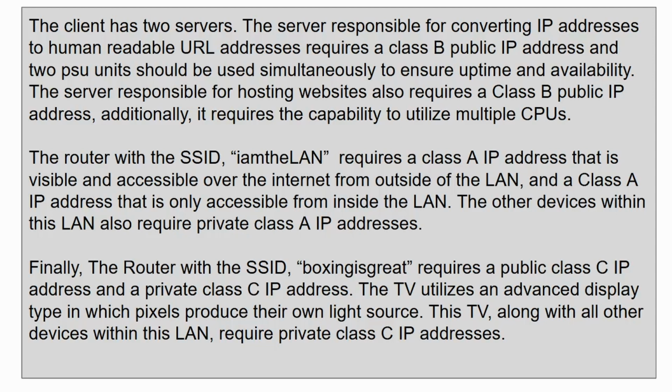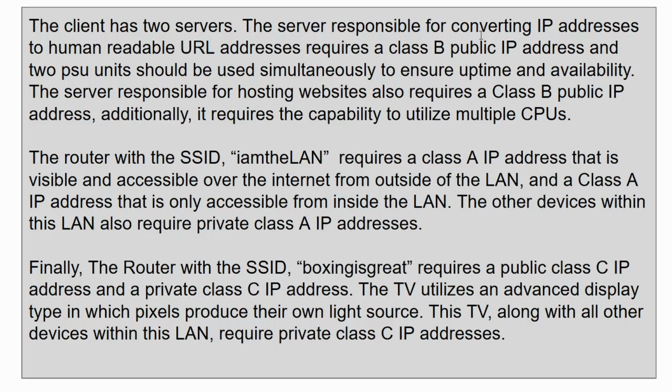Here we go. So it reads, the client has two servers. The server responsible for converting IP addresses to human readable URL addresses requires a Class B public IP address, and two power PSU units should be used simultaneously to ensure uptime and availability. All right, let's stop there. That already was a lot, right? So let's break that down and see if we can apply just what that was.